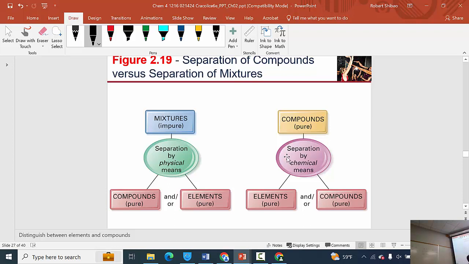The chemical separation technique, sometimes it has to involve a sequence. So some compounds decompose into other compounds, and then these compounds might decompose into other compounds or elements. So there should be one more arrow here.